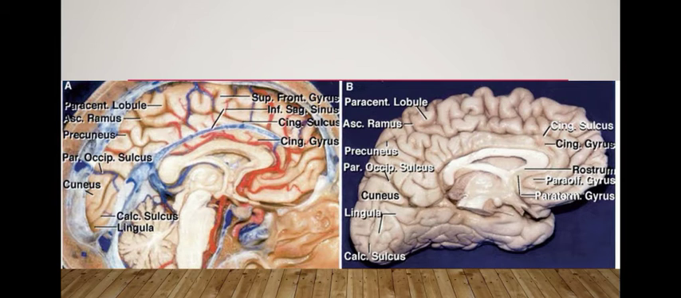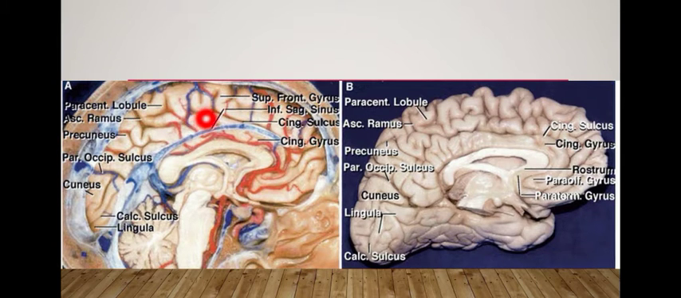The sulcus that is separating the corpus callosum from the cingulate gyrus is known as the callosal sulcus, and the sulcus that is separating the cingulate gyrus from the superior frontal gyrus is known as the cingulate sulcus. So this structure is the cingulate sulcus, and it continues posteriorly to form a branch known as the ascending ramus of the cingulate sulcus, also known as the ascending marginal ramus of the cingulate sulcus. And this ascending marginal ramus forms the posterior boundary of the paracentral lobule.